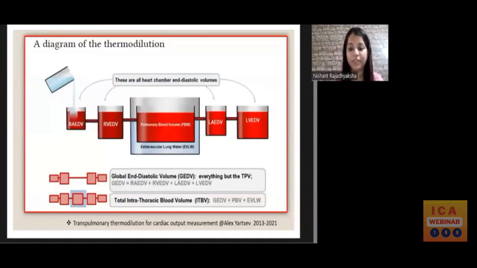In this, you have an injectate which we inject into the internal jugular vein or the subclavian vein. Then it goes into the right atrium, then into the right ventricle, then moves into the pulmonary circulation, then into the left atrium, ends up in the left ventricle. From the left ventricle, it goes into the aorta, then into the iliac artery, and transpulmonary thermodilution actually captures the end diastolic volume of all the four cardiac chambers clubbed in with whatever blood is available in the pulmonary circulation in the end of diastolic phase. So this is conceptually what is transpulmonary thermodilution.